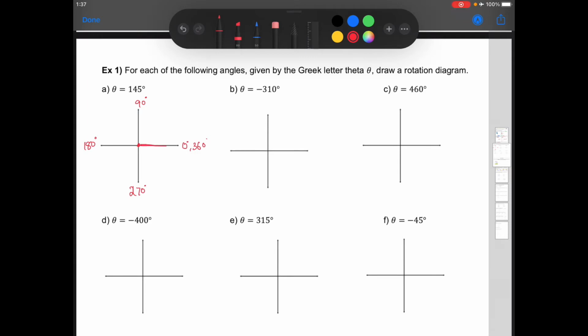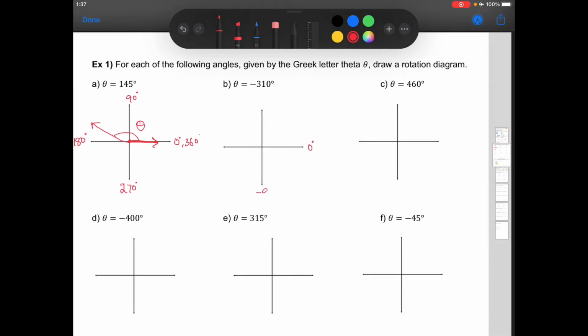Your initial ray is always glued to the x-axis. So that's my initial ray, right? And 145 is in between 90 and 180. So my terminal ray would be here. And that is my angle theta. You can do the swipe or you can just write theta. That's fine.